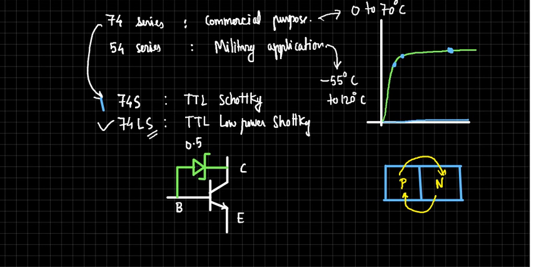Fine. So we have seen only one family, the TTL family. The other family we have seen is the MOS family. Let's see the MOS families and how the logics are implemented using MOS.